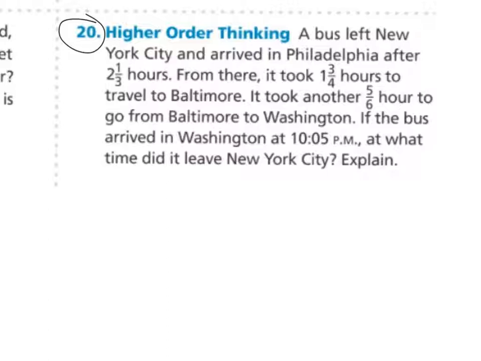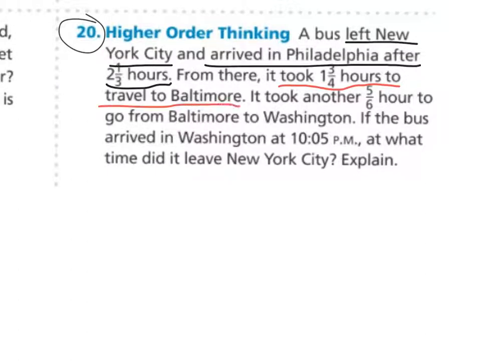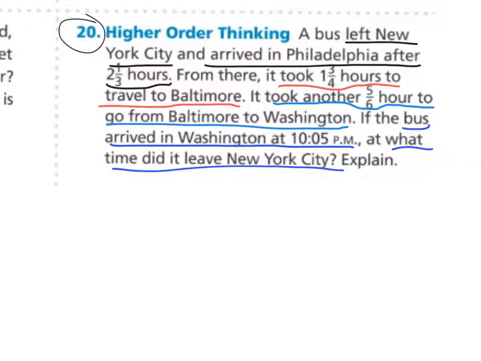Number 20, a bus left New York City and arrived in Philadelphia after 2 1/3 hours. From there, it took 1 3/4 hours to travel to Baltimore. It took another 5/6 of an hour to go from Baltimore to Washington. So if the bus arrived in Washington at 10:05 p.m., what time did it leave New York City?